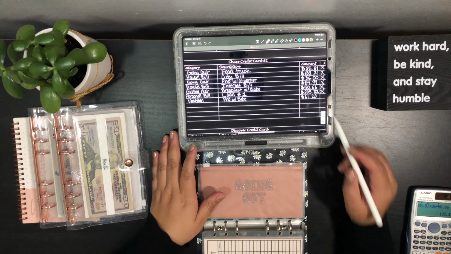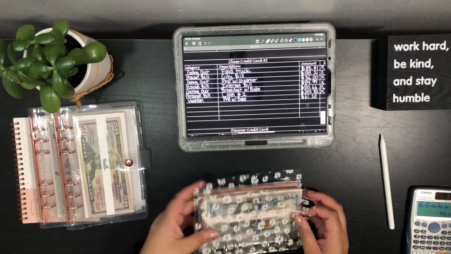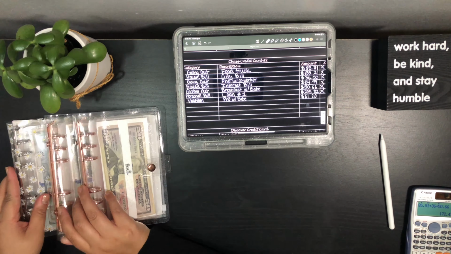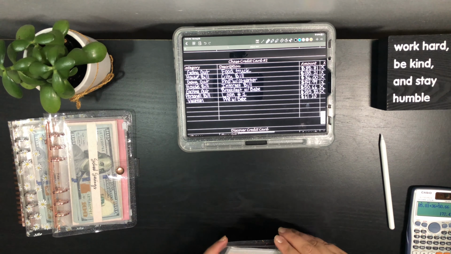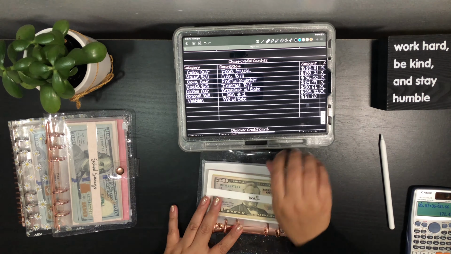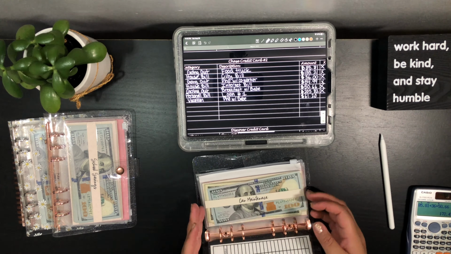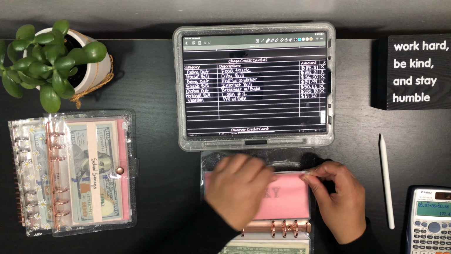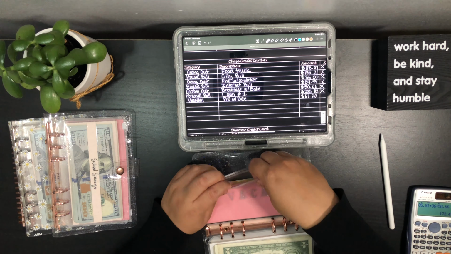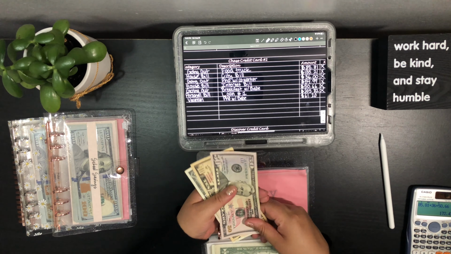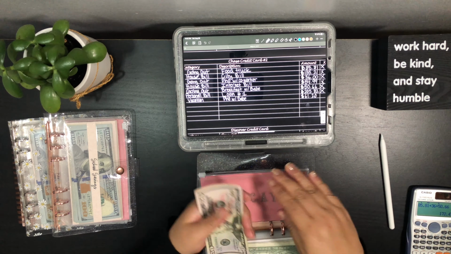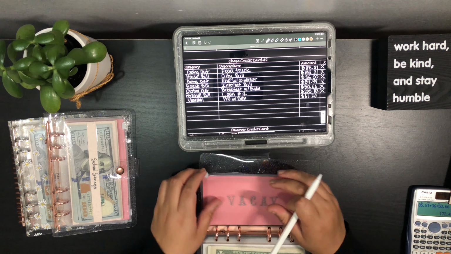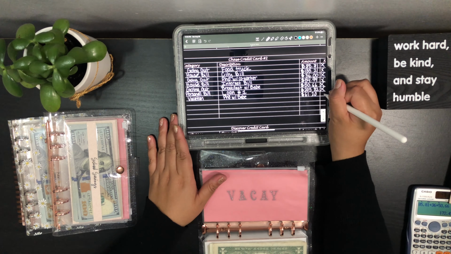Now the last one I need to take out from is vacation. And this was the one that I was telling you all in my previous video that I actually did not anticipate, because I thought I paid everything off already for my vacation, but it seems like I forgot this one. And so we're just gonna put that back in there. It's 5061. So we're putting 61 to the side.